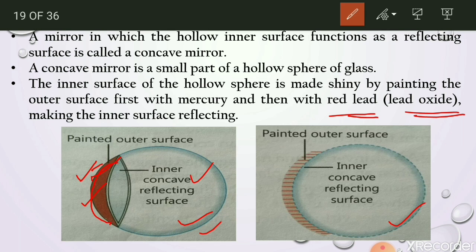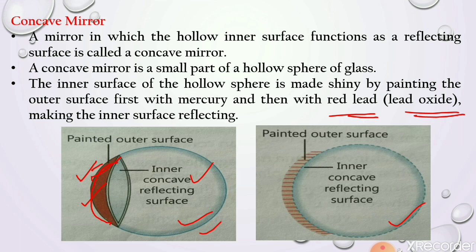That paint is made of mercury and red lead. So in simple language, we can say the mirror in which the hollow inner surface functions as a reflecting surface, meaning the inward surface is the reflecting surface and the outer surface is painted, is called a concave mirror.